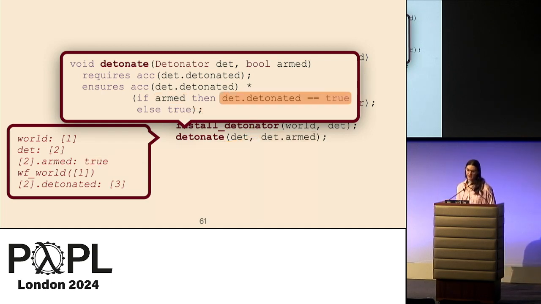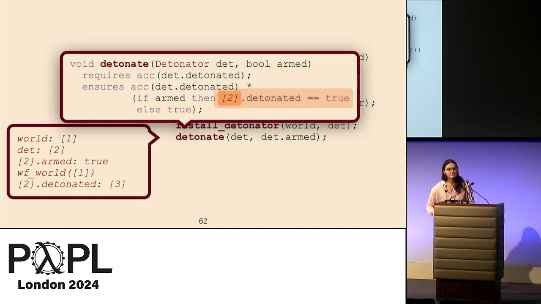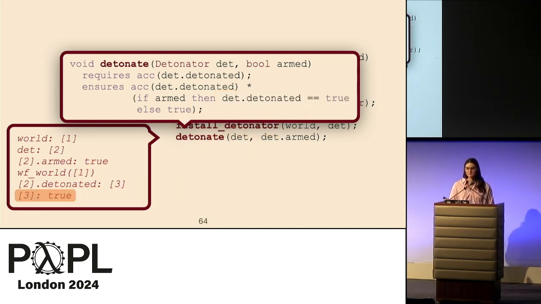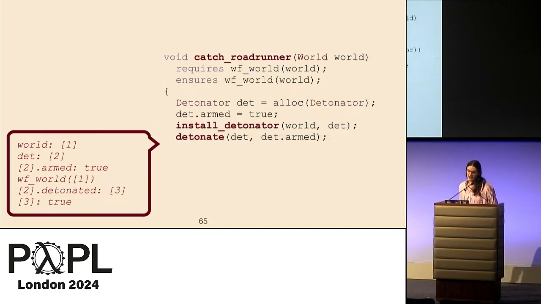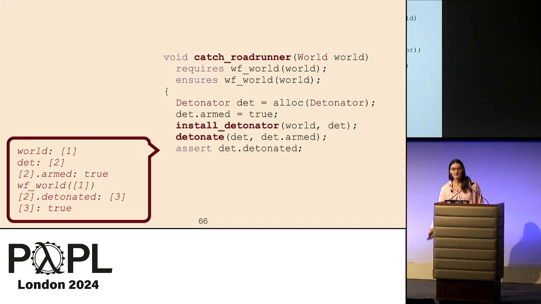So if we look at that, this states that the detonated field will be true. So we can evaluate this against our verifier state, and this shows us that the symbolic value 3 must be true. So we can just add this to our state. Now we're done with the detonate method call, but we have more to do.